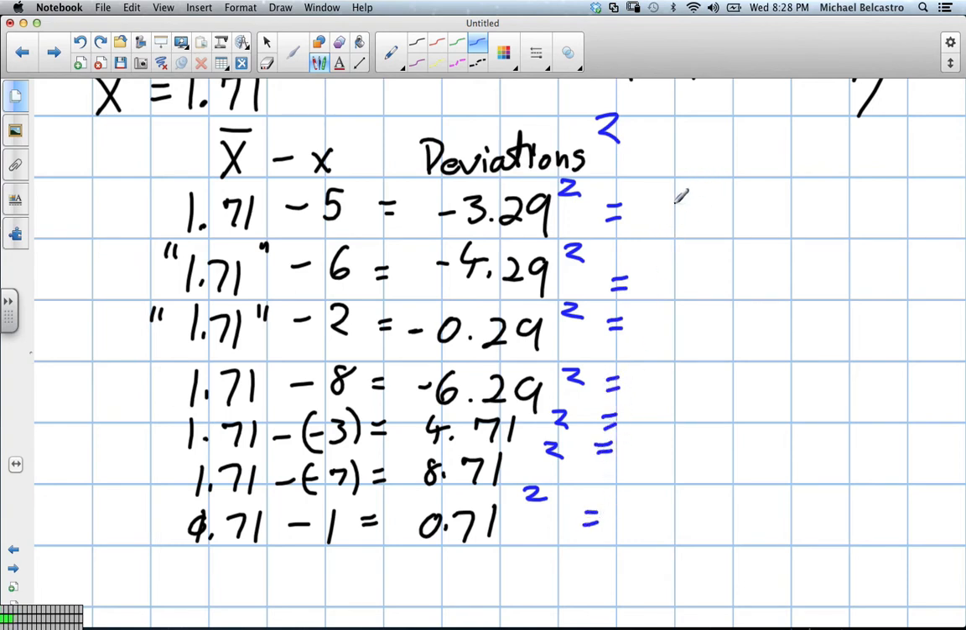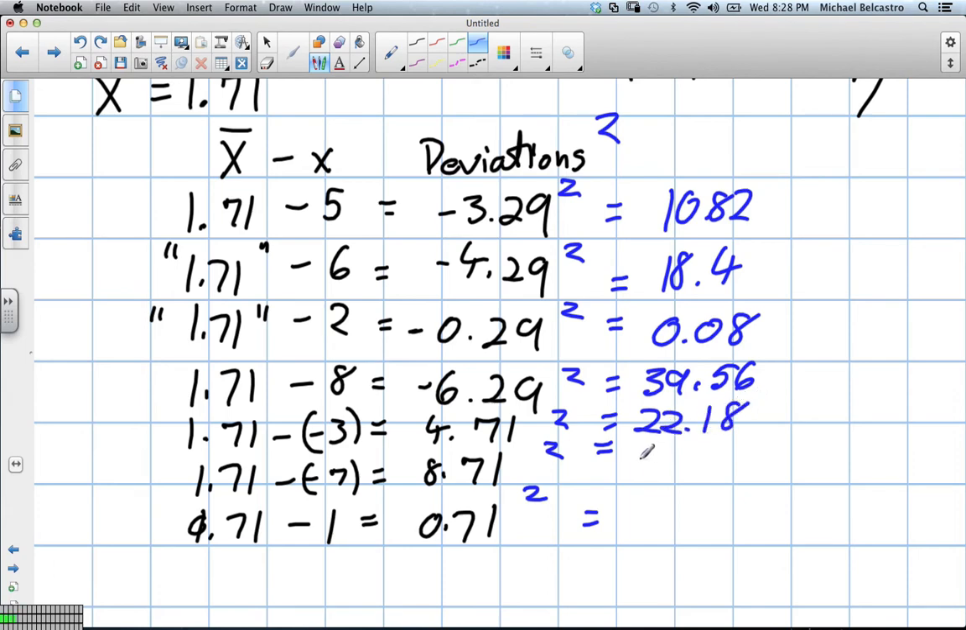They'll all be positive. 10.82. 18.4. 0.08. 39.56. 22.18. 75.69. Finally, 0.50. Okay. So these are all the deviations squared.